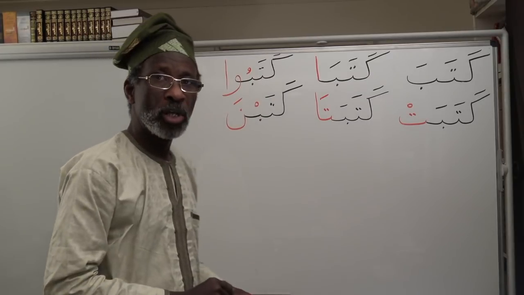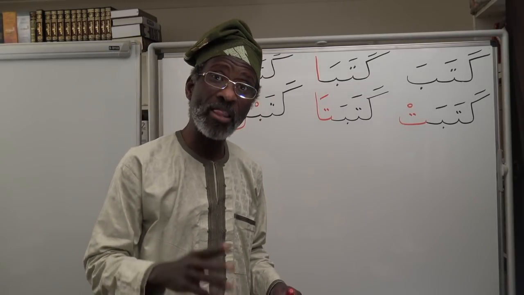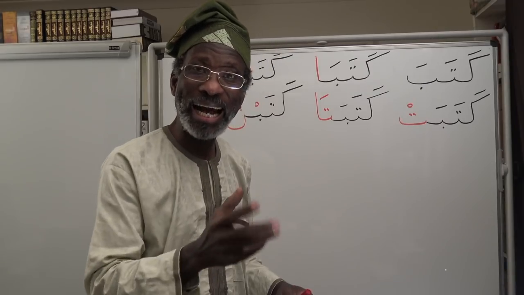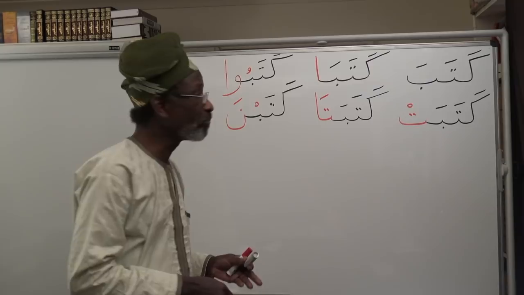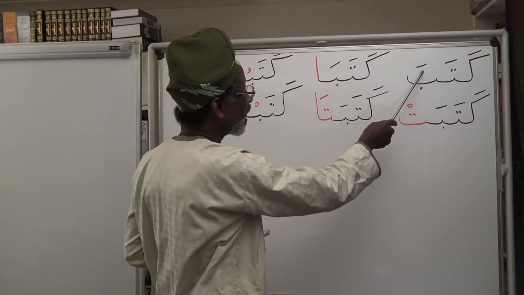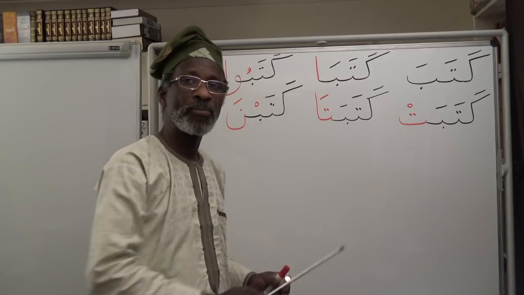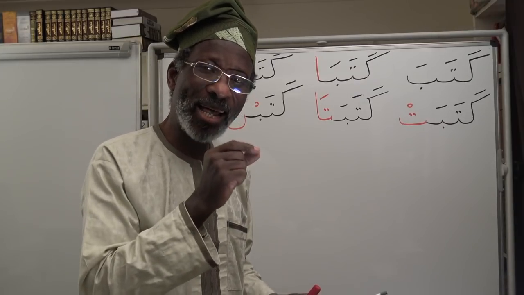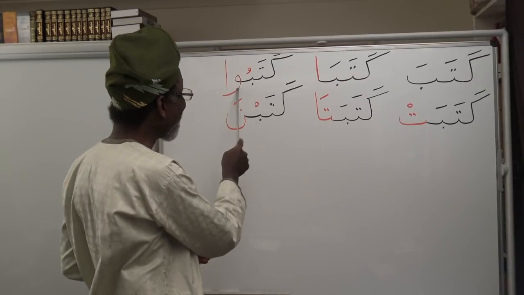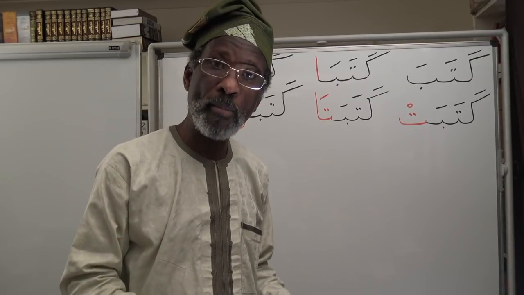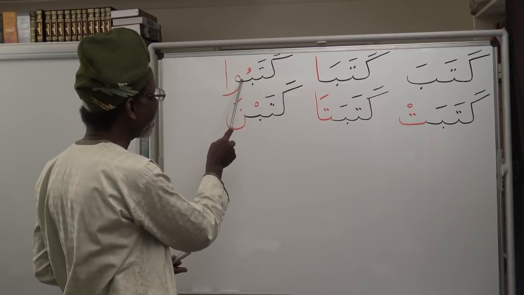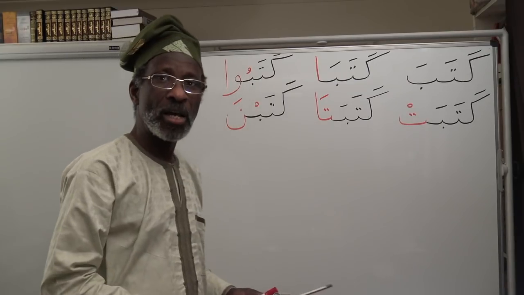Now, three or more. If you want to say katabu, katabu means they, meaning three or more men, three or more boys. Katabu, wrote. Let's look at these changes we are making. This is the first time we're actually changing the vowel on the last root letter. Here is a fatha. So the first time we are amending the original vowel on the third root letter is when we say they, meaning three or more men, did something, in this case, wrote. So we are changing it into u and extending it with wow and adding this alif by convention.